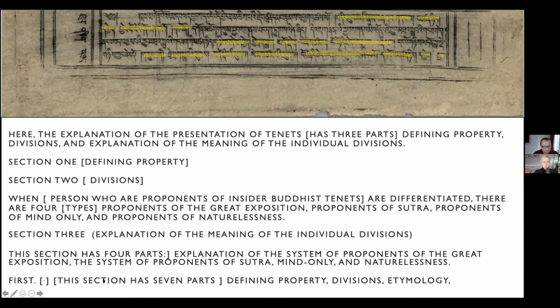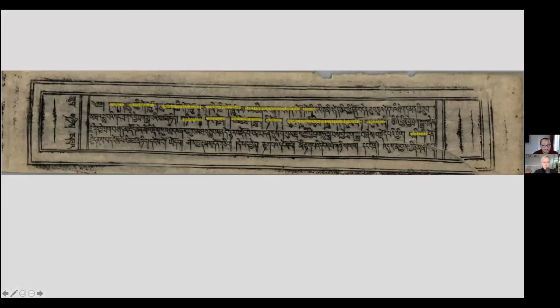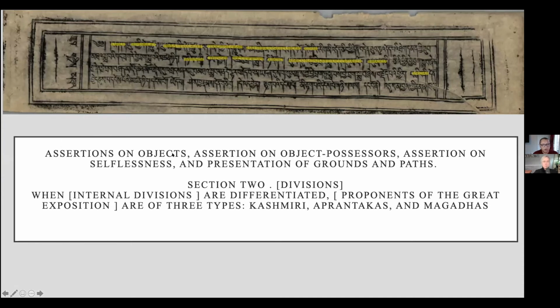This section has 7 parts, which are: Tsenyi, defining property; Yewa, division; and Daxie, which means the etymology. And then Yu Genduzu, Yujin Genduzu, Dami Genduzu, Salang Namsha Sheba. Here it is the same: Yu Genduzu means assertion on the object. Yujin Genduzu, assertion on the object possessors. Dami Genduzu, assertion on selflessness. Salam Namsha, presentation of the grounds and paths, sometimes Sanskrit bhumi and path. So this section has 7 parts.